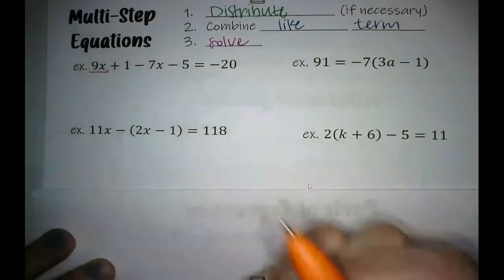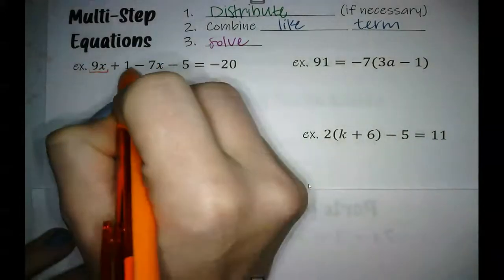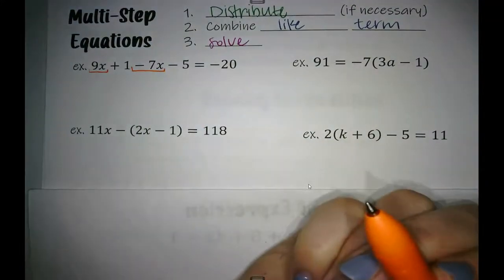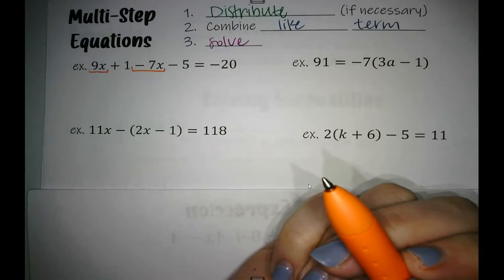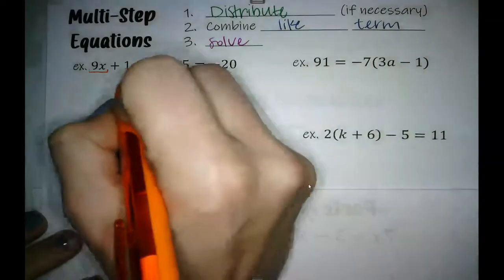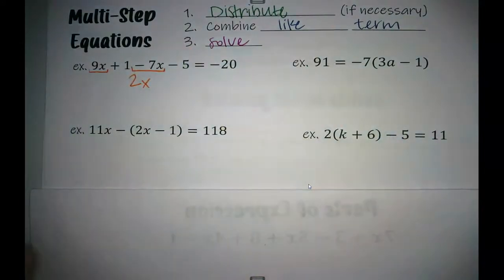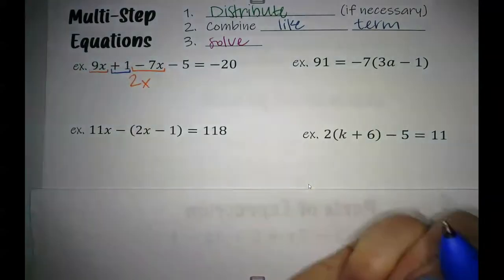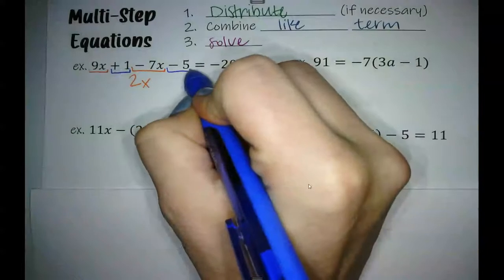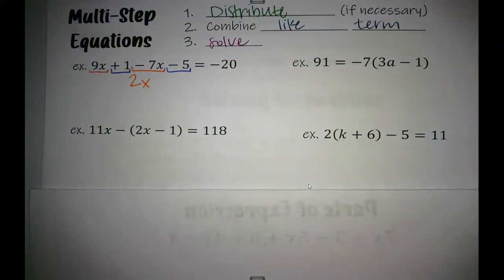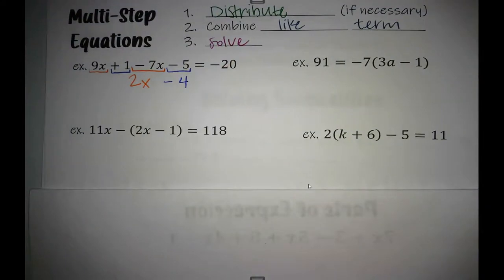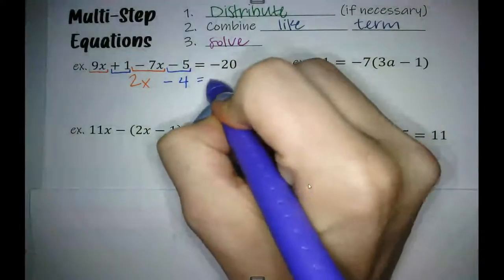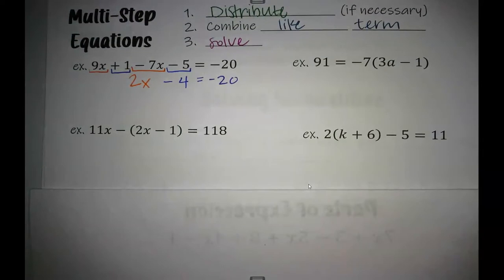We've got this 9x. Do we have any other x's? Look, we do. We have negative 7x. Remember that minus sign travels with it. So we really have 9x minus 7x, which leaves me with 2x. Now we have a constant of positive 1 and a constant of negative 5. 1 minus 5 gives me negative 4. And on the other side of the equal sign, we just have negative 20.